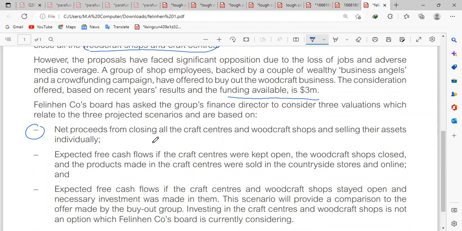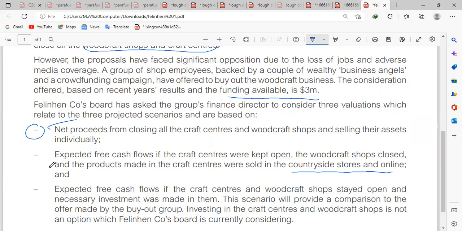net proceeds from closing all the craft centers and woodcraft shops and selling their assets individually. So this is the first criterion: if you are going to close down, what will happen? The next criterion is expected free cash flows if the craft centers were kept open, the woodcraft shops closed, and the products made in the craft centers were sold in the countryside stores and online.